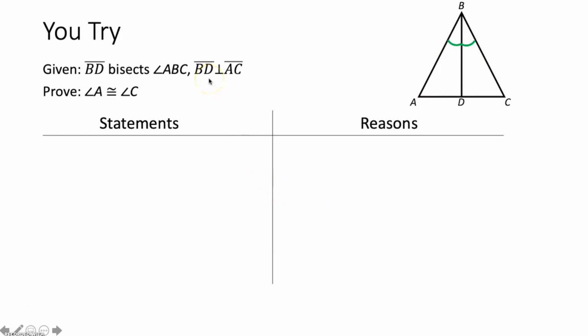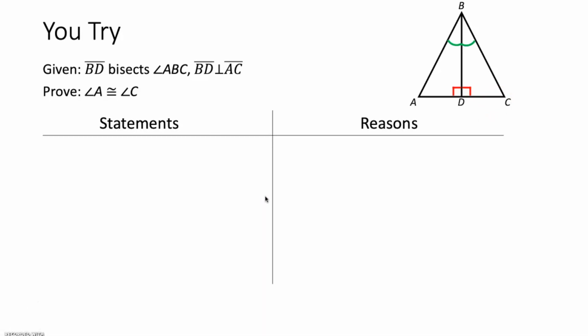We also are given that segment BD is perpendicular to segment AC. Well, what do we know about perpendicular lines or perpendicular segments? They form right angles. So both of these angles must then be right by the definition of perpendicular lines. Again, that's something we're going to have to state down here.